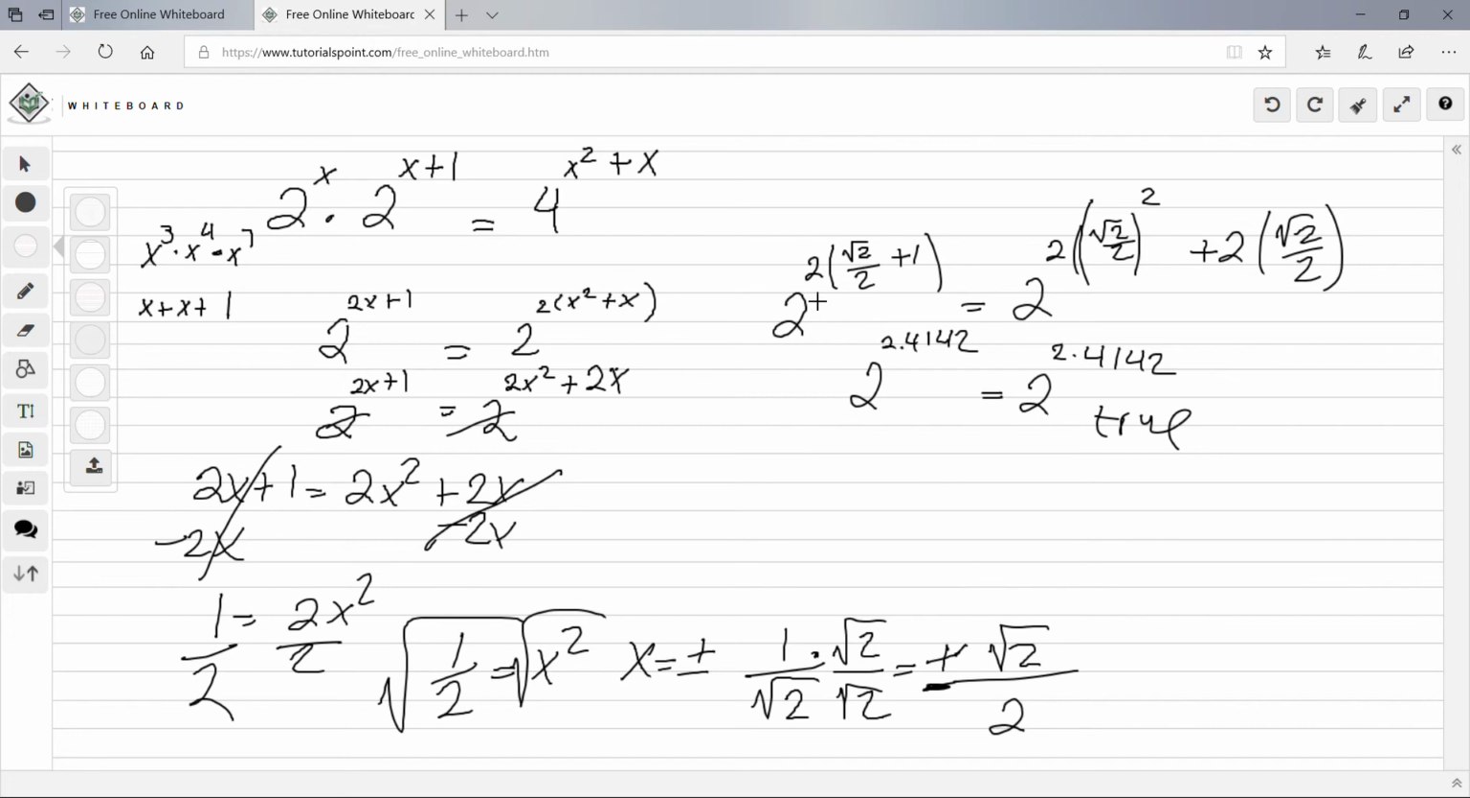Now let's try the negative. If you put in negative square root of 2 over 2, on the left side you're going to get 2 to the negative 0.414, and you get 2 to the negative 0.414 on the right, right? So this is true as well. I don't have to put it in the calculator because the right and the left look the same, so that's true. So both of these answers are true, plus or minus. So our answer is plus or minus square root of 2 over 2.